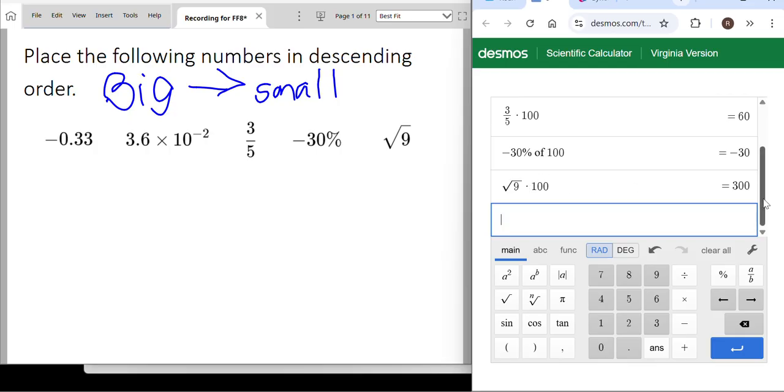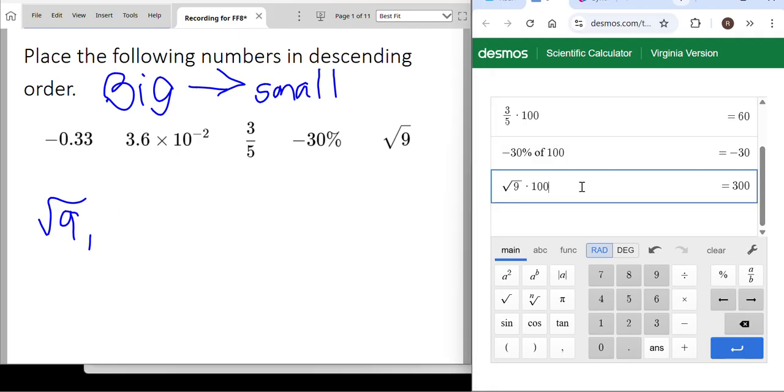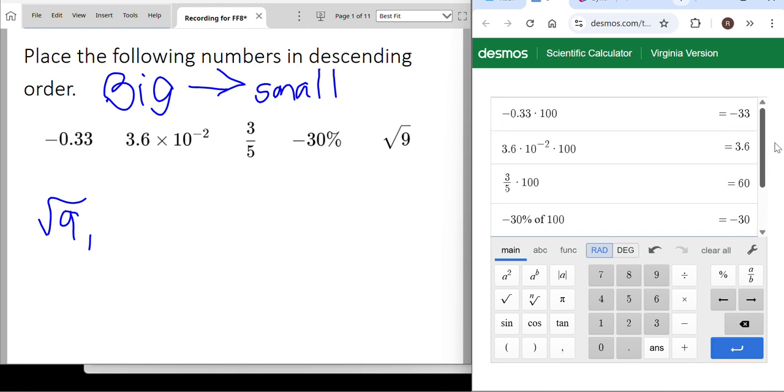So if we're starting with the biggest, it looks like that 300 is going to be the biggest. So let's do the square root of 9 goes first. And then I've showed some of you this. I like to highlight it and delete it. That way I don't get confused again. And then I can just keep asking, what's the biggest number? Well, if I look at all of these, I think 60% is now the biggest, so that would be next.